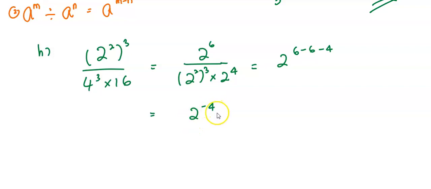If the question asks you to give the answer as a normal number, then you should write it as 1 over 2 power of 4, which is 1 over 16. But since the question asks you to leave your answer in the index form, you just leave it like that.